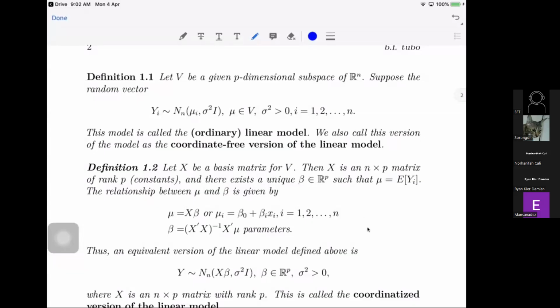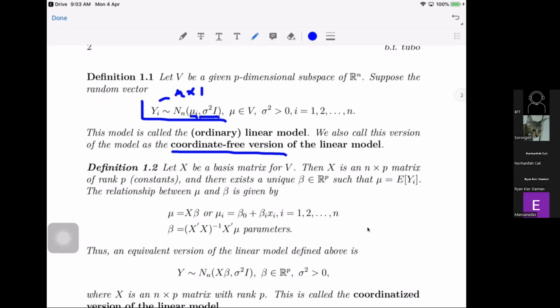So good morning. Let's continue with chapter 4 of Arnold. We have already discussed that there are two versions of the linear model. One is the coordinate-free version of the linear model, wherein we assume that our yi's are normally distributed. Our y is an n by 1 vector with mean mu sub i. So each of the yi has its corresponding mean and a constant variance sigma squared.